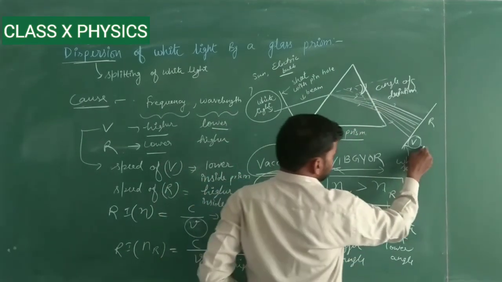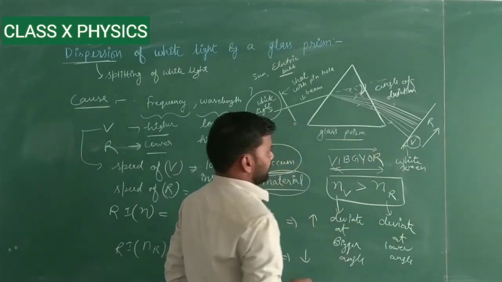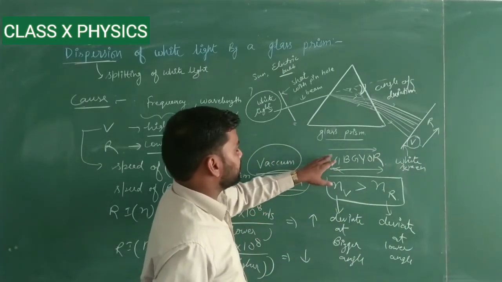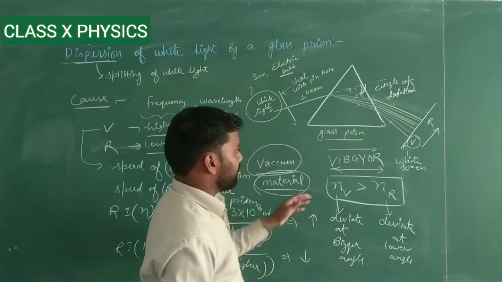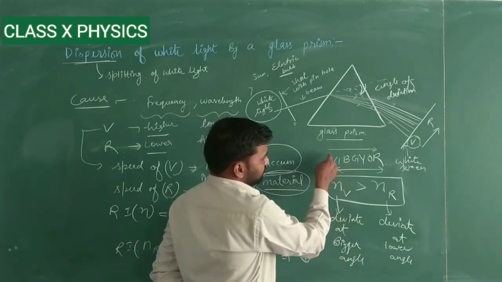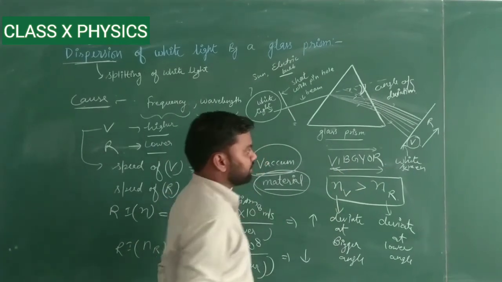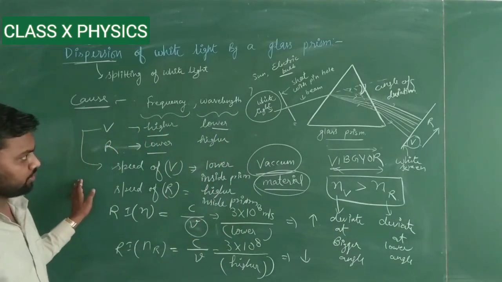It will increase in this order, that is VIBGYOR. In this order the speed of light is increasing continuously for every color. But in respect of this, the refractive index will definitely start decreasing in this order. You can understand it through this portion.